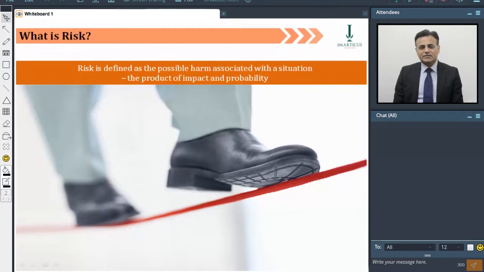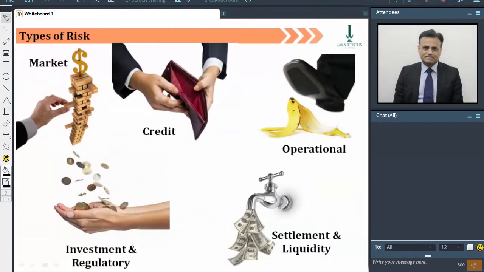Let's try and understand the various types of risks. What we have here are risks like a market risk, a credit risk, operational risk, investment and regulatory risk, and finally a settlement or a liquidity risk. Let's try and understand each of these in detail. Let's start off with market risk.